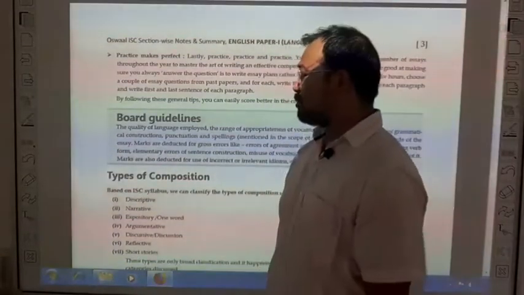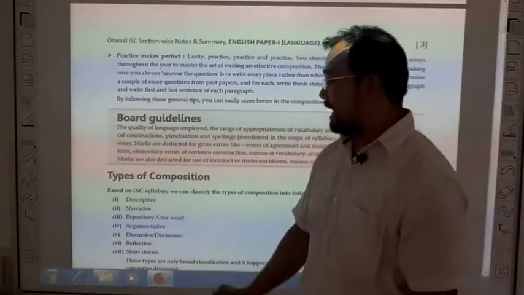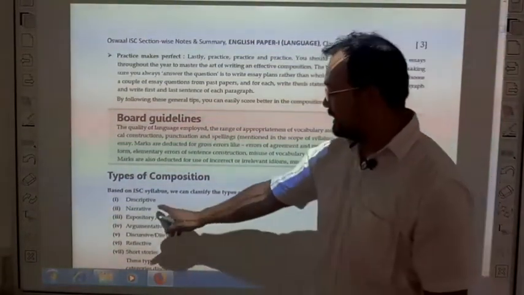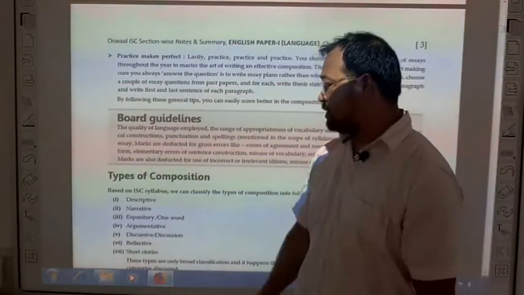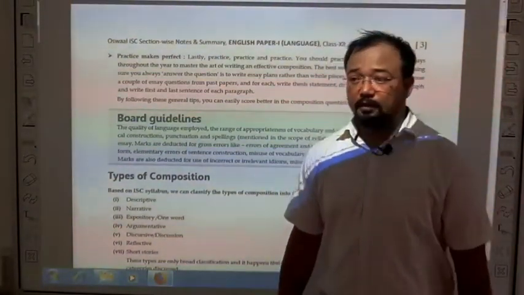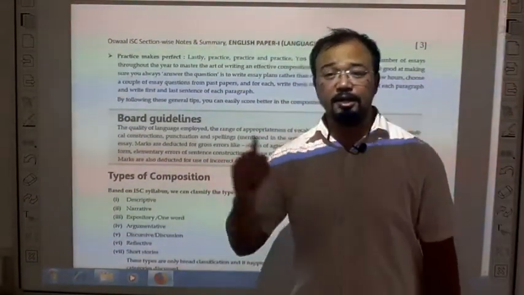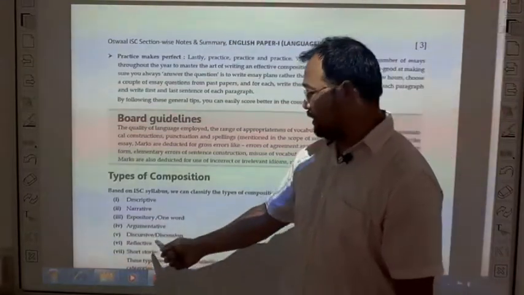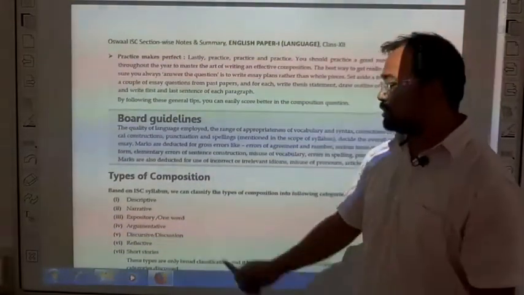Now there are types of compositions. The ICSE syllabus offers various types of compositions such as descriptive, narrative, expository and argumentative. Argumentative means a debatable topic, for or against the statement. Next are discursive, discussion, reflective and short stories.